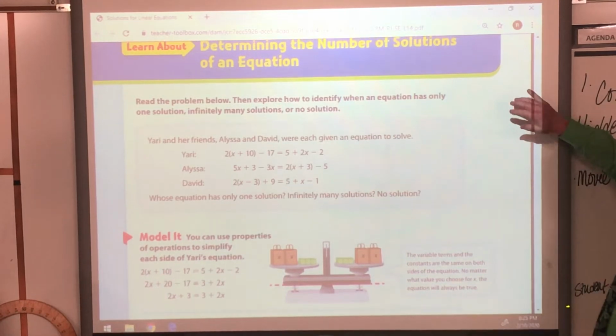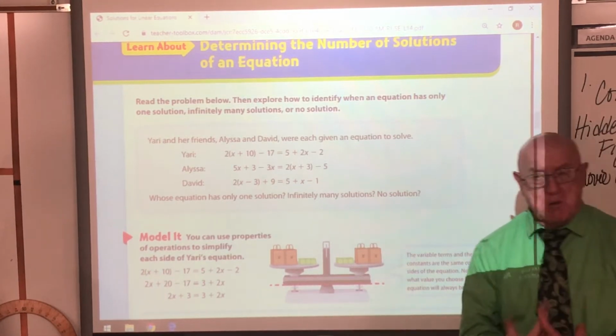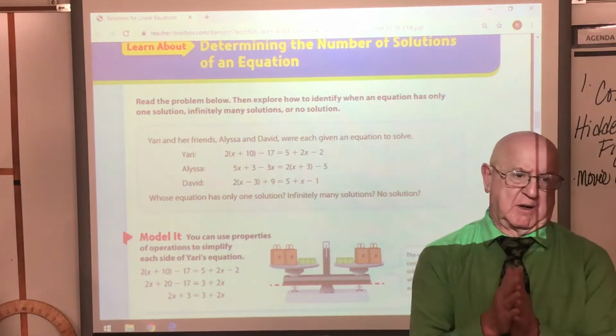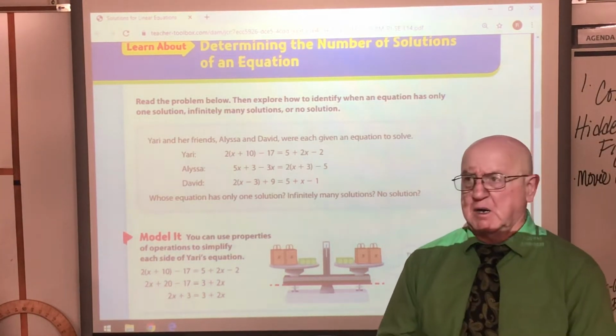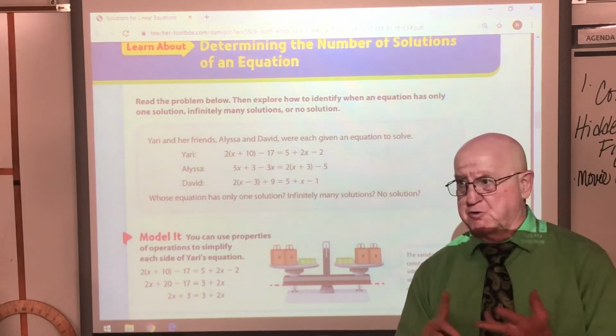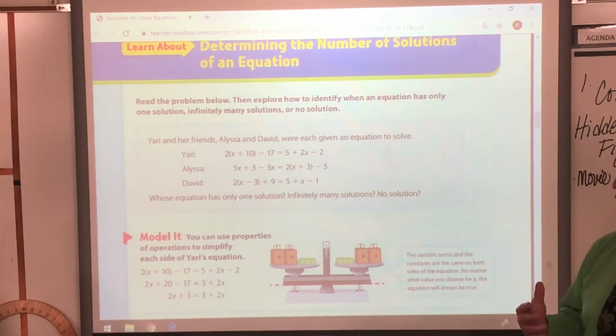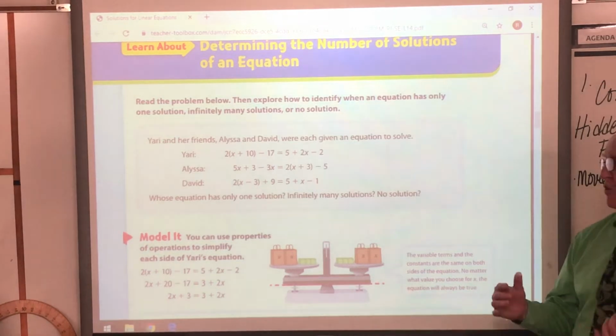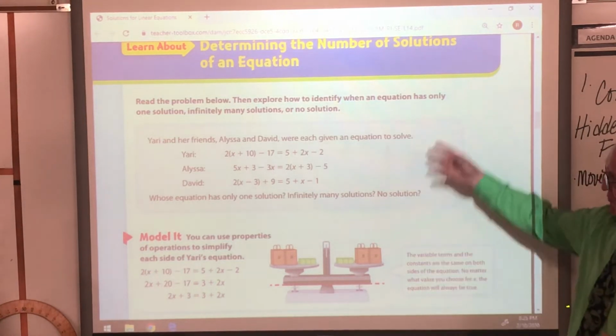Okay, today we're talking about determining the number of solutions. Remember yesterday we talked about how many solutions there could be. We said that you can either have one solution, infinitely many solutions, or no solutions at all. But today we're going to go over how to determine which of those cases we'll have. And to do that, we're going to look at these problems on the board here.